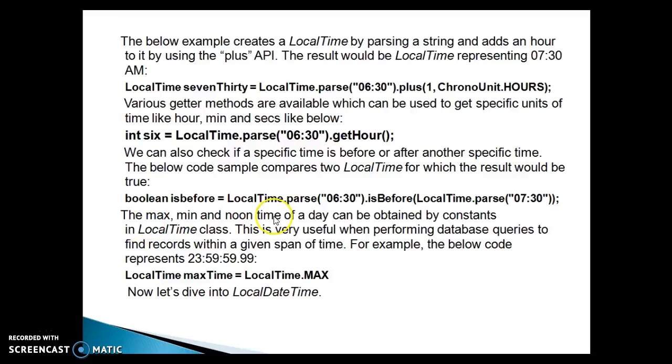The max, min and noon time of a day can be obtained by constants in the LocalTime class. This is very useful when performing database queries to find records within a given span of time. For example, the below code represents this time, basically 23:59:59.99, which is just before the start of the next day. So LocalTime max equals LocalTime.MAX, and this will return this time.